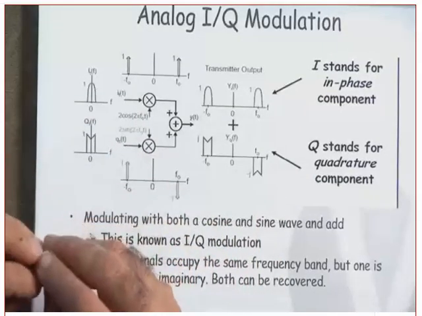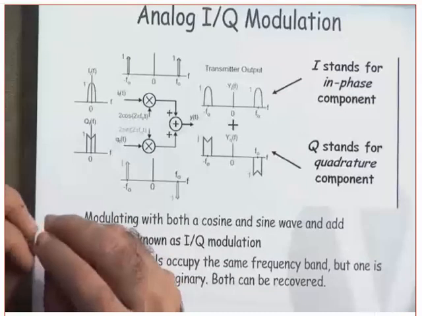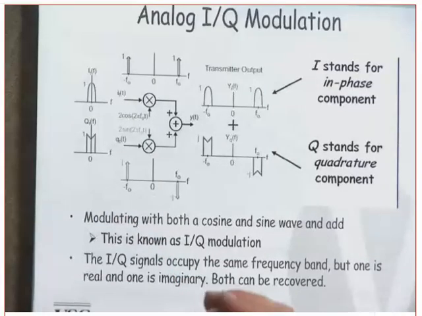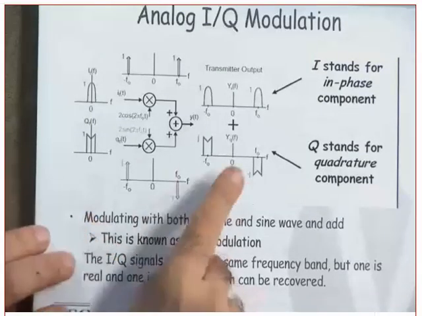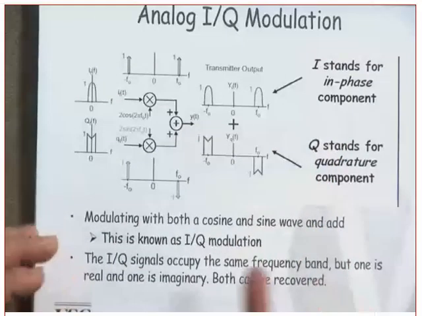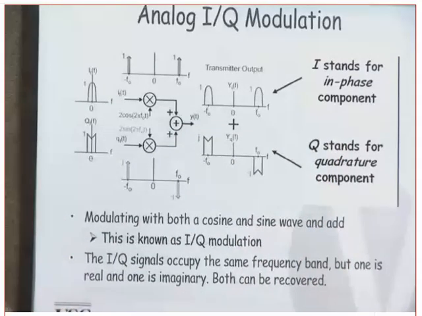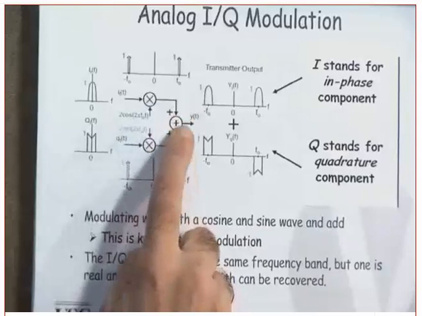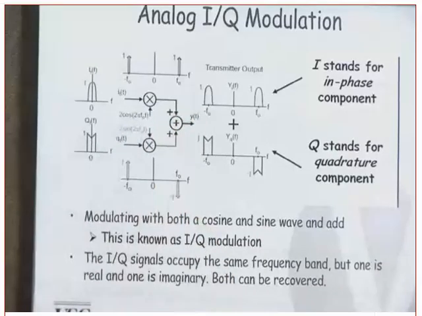Now, I want you to understand one thing. When they talk about the I channel and the Q channel, that does not mean that you are transmitting two signals. One of them is the I, the other one is the Q. You are actually adding them before you transmit them. Did you understand what I just said or not? You are adding the I channel and the Q channel. Clear?